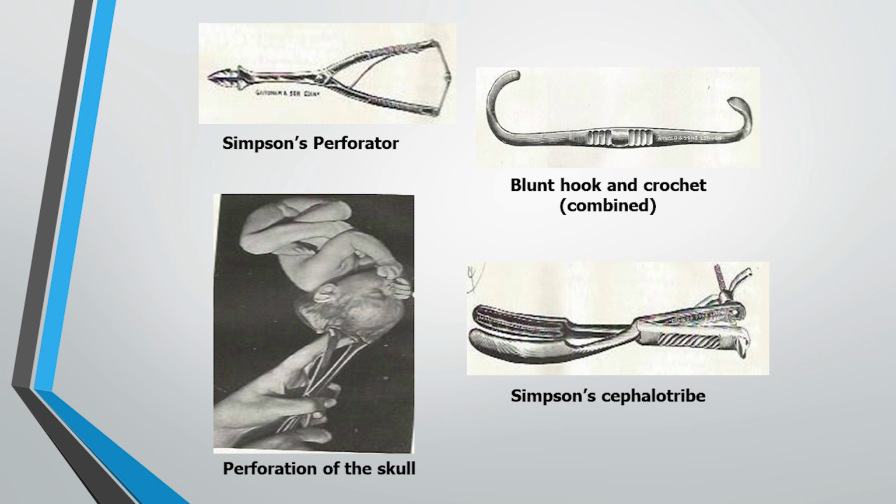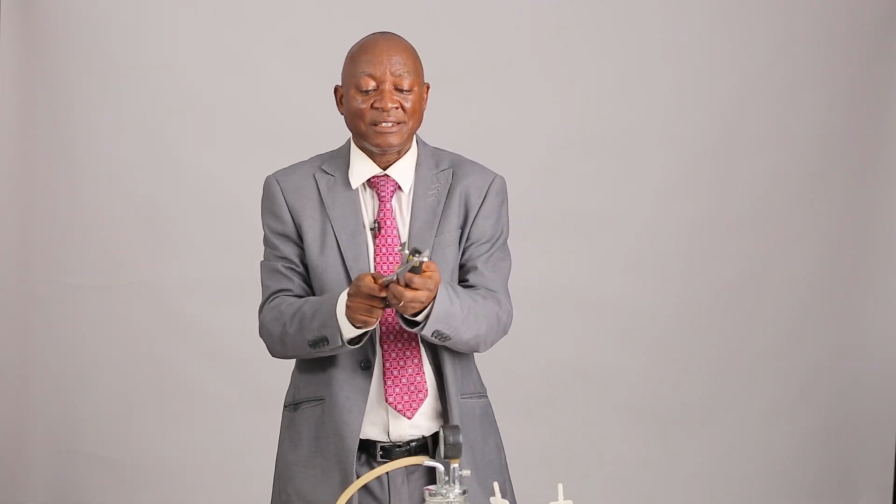And then you can now use the Simpson's cephalotrope. This Simpson's cephalotrope can be adapted to any stout. You use it after making an incision and enlarging the incision with your Simpson's perforator. You can now apply your Simpson's cephalotrope, widen it, and use it just like doing a D&C to remove some of the brain tissues. And once you remove some of the brain tissues, the head collapses, and the baby can now come out.